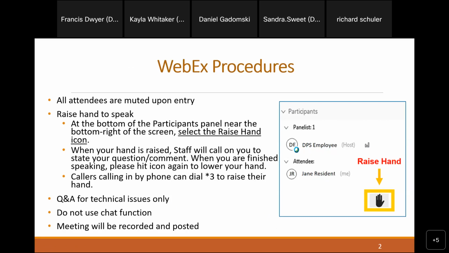For those that are calling in just on the phone, you can raise your hand by hitting *3 and then again hitting *3 to lower it. Please use the Q&A for technical issues only. Generally, we're not going to be monitoring the Q&A, and we're not going to be checking the chat function. So I encourage folks to raise their hand and make their comments verbally. As I noted, the meeting will be recorded and posted afterward, just like the first one.